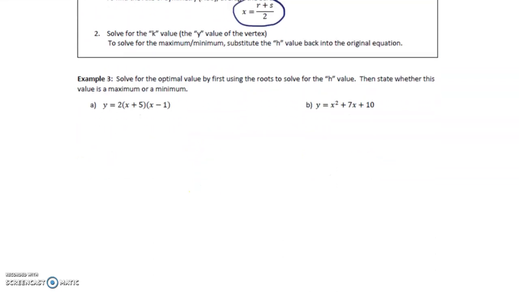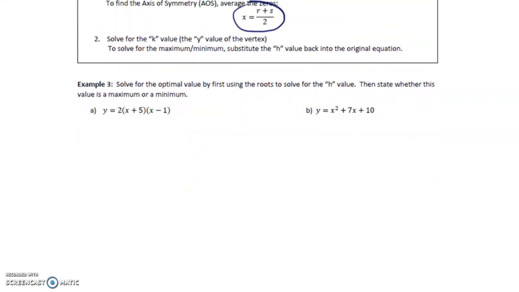Okay, so this is an easy way of doing this if we have our equation in factored form, or if it's easily factorable. So solve for the optimal value by first using the roots. So it tells us what to do to solve for the h value, then state whether it's a max or a min.